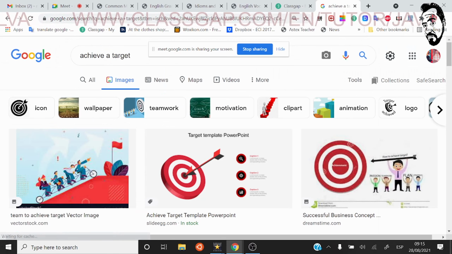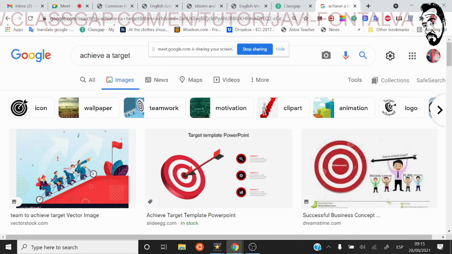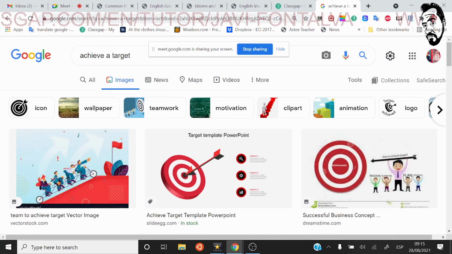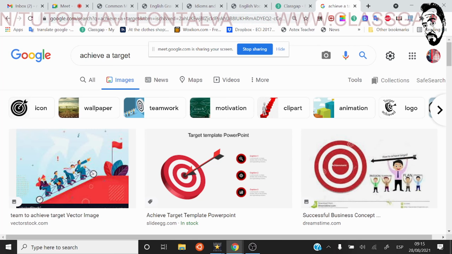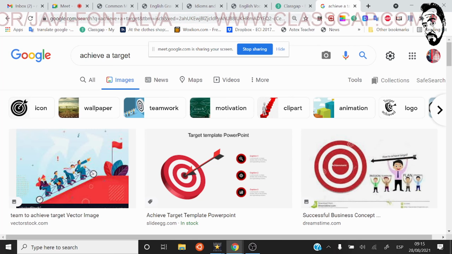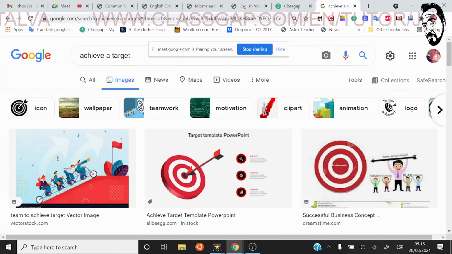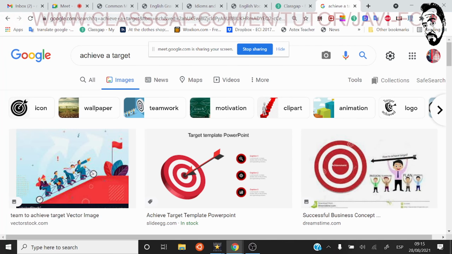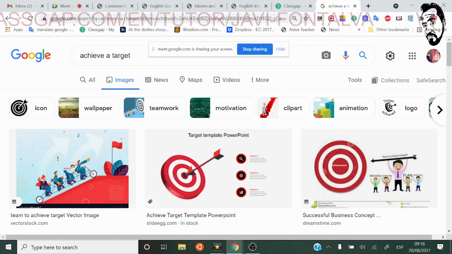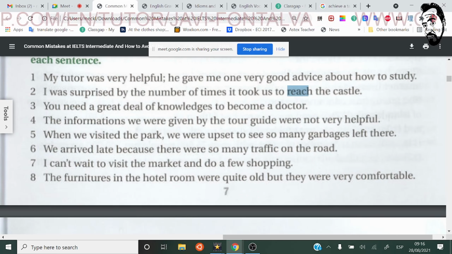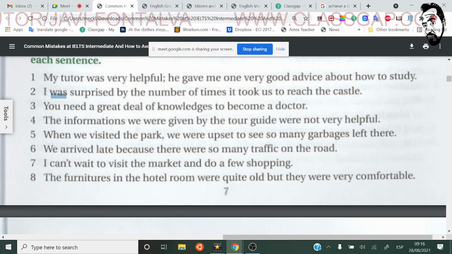You achieve a target. I suppose you could also say reach a target. We usually say achieve a target, but reach is more physical. For example, you can reach a book that is on the bookshelf. Okay. So number 2. What is the problem here?